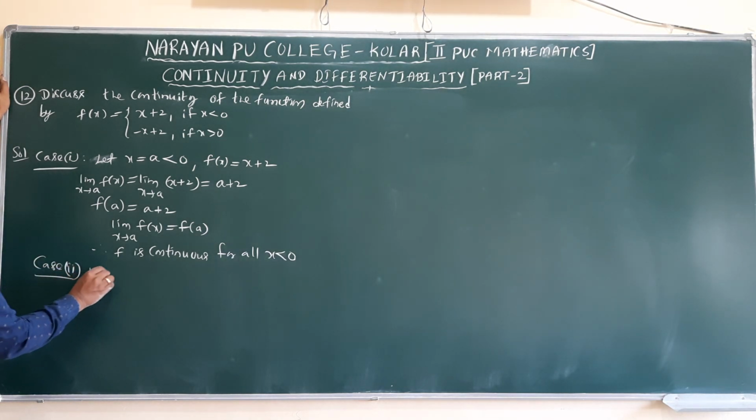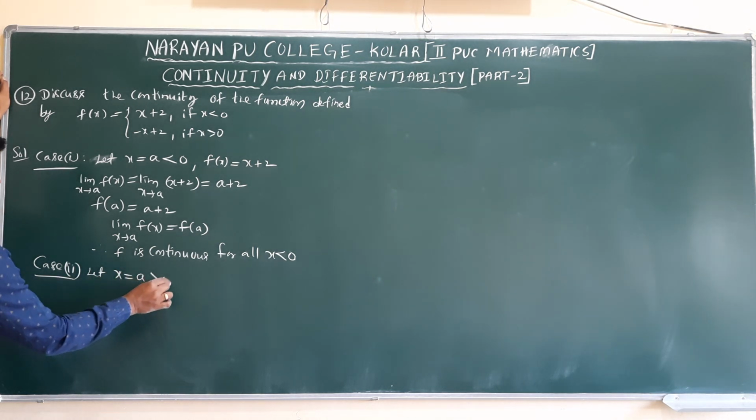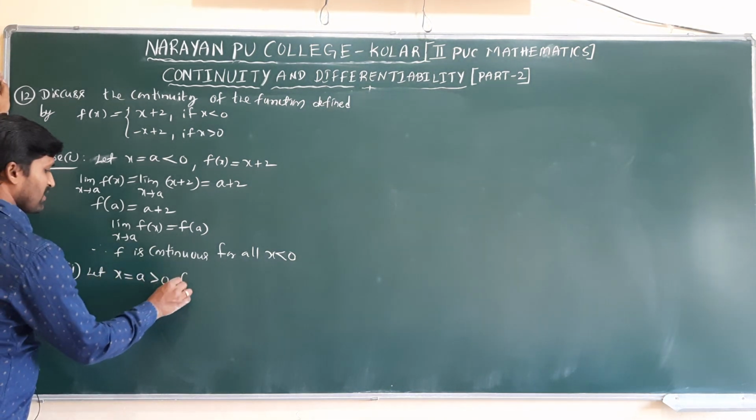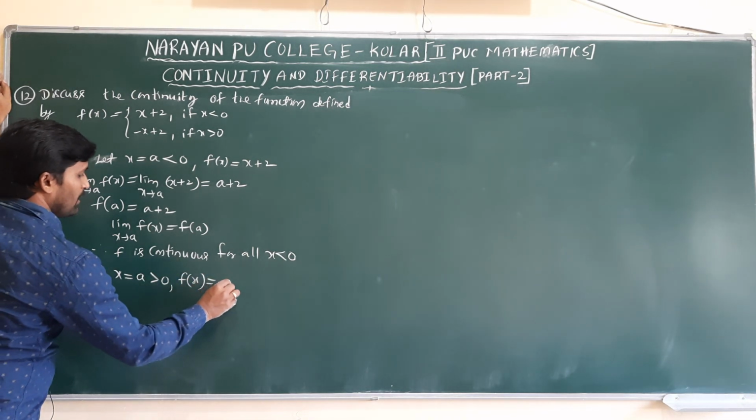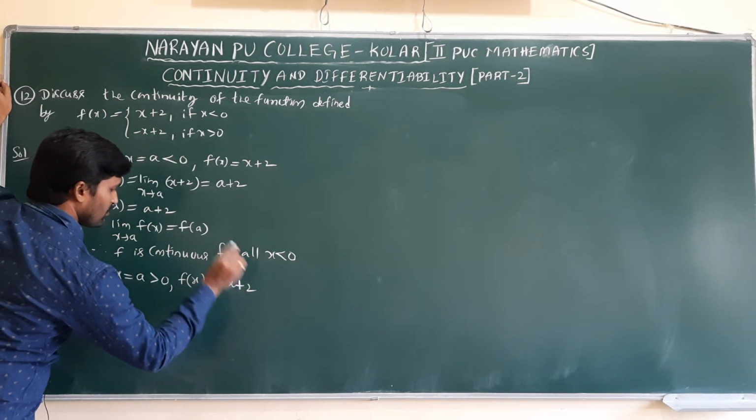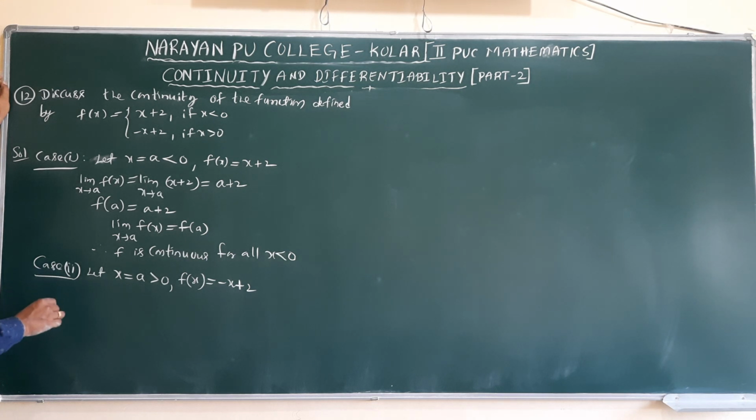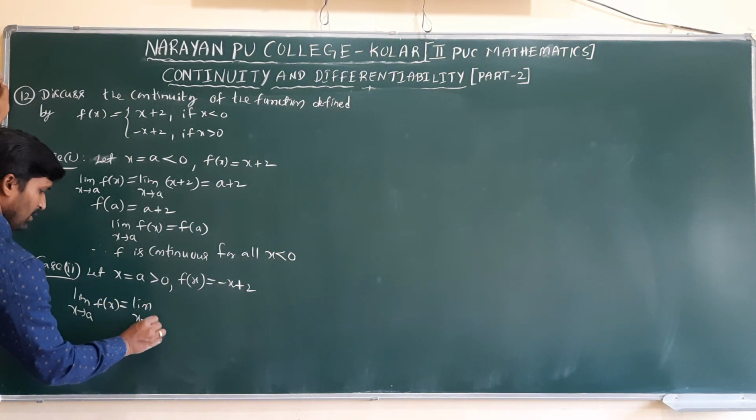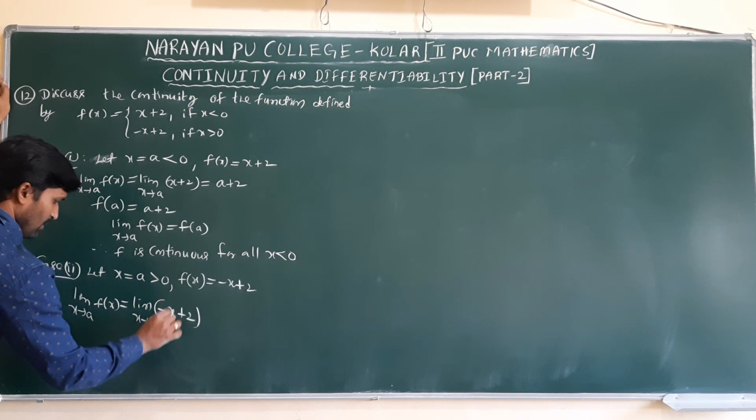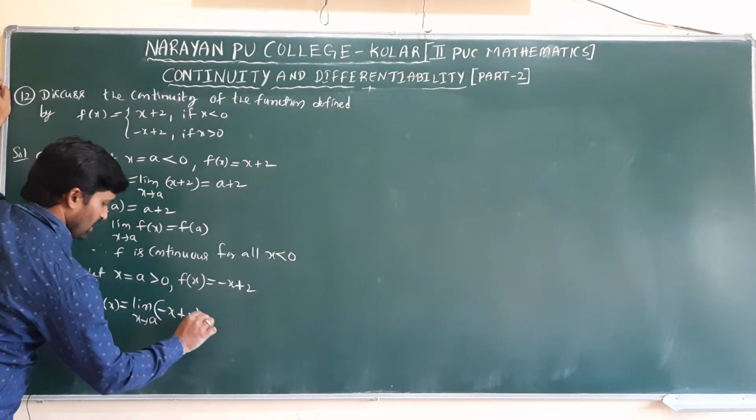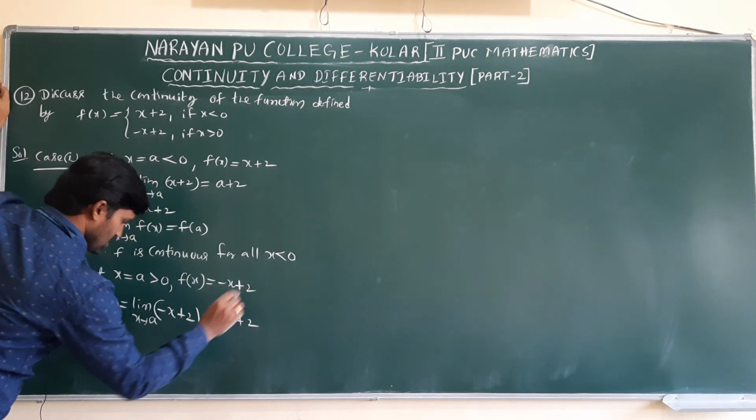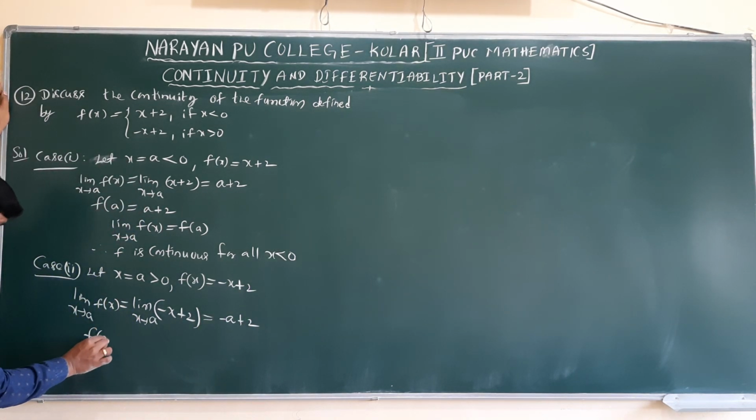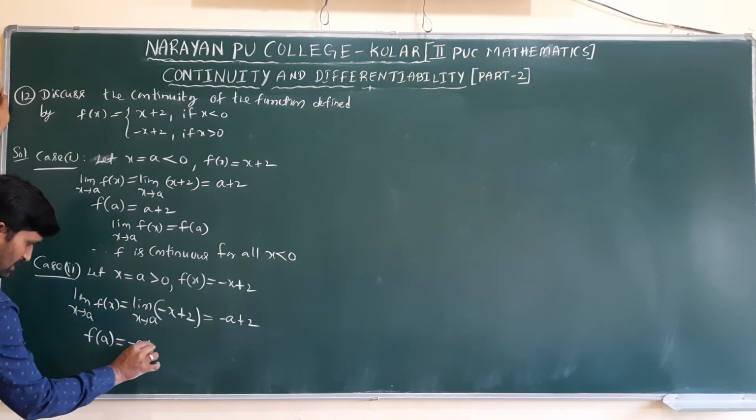Case 2: let x equal to a, which is greater than 0. Here for greater than 0, what is the function defined? Minus x plus 2. Here also there is a single function, that's why we use the first definition. The limit of the function equals the function value. The limit as x tends to a of f(x) equals the limit as x tends to a of minus x plus 2, which is minus a plus 2. Find out the f(a) value. This is also minus a plus 2.